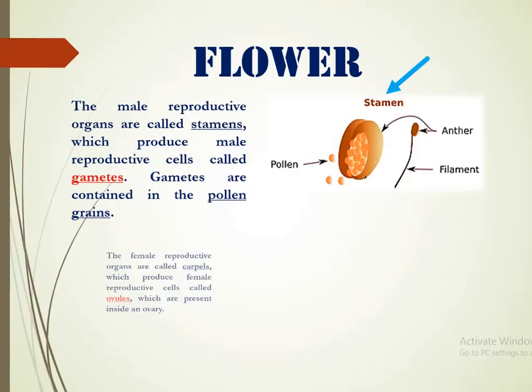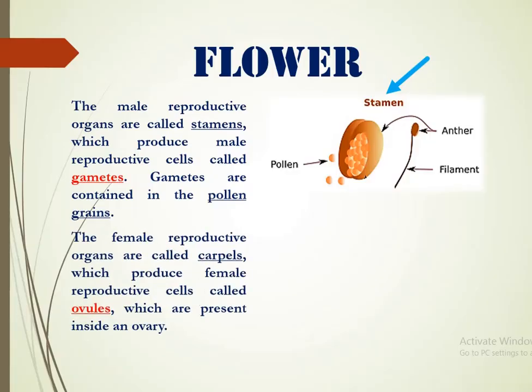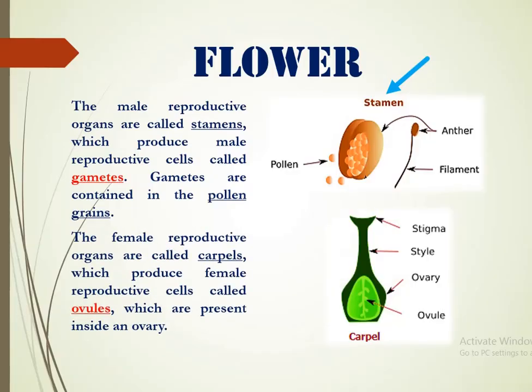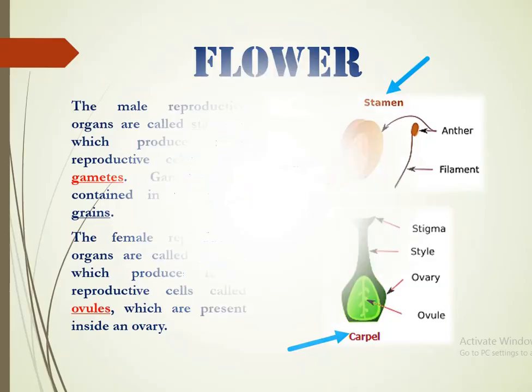inside the anther. The female reproductive organs are called carpel, which produce female reproductive cells called ovules, which are present inside the ovary. In the given diagram of the carpel, it consists of three parts, stigma, style and ovary, and ovules are present inside the ovary.